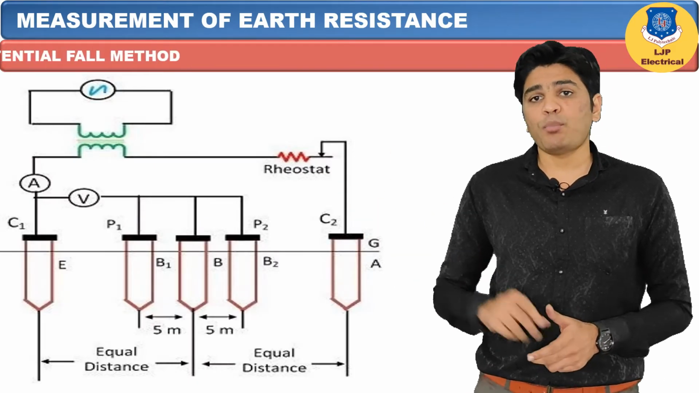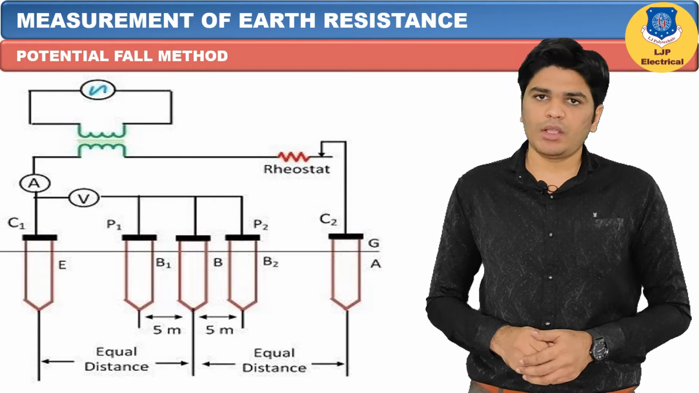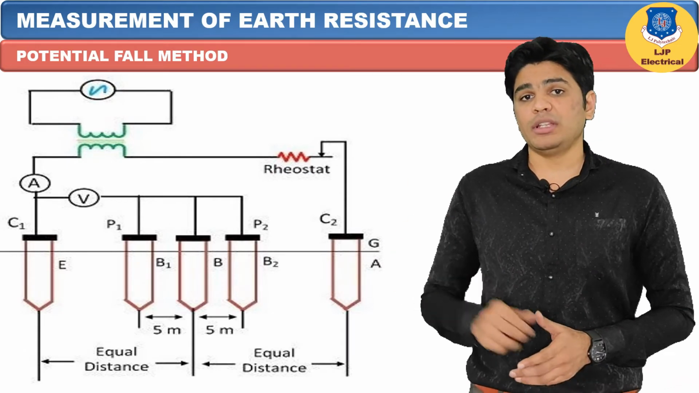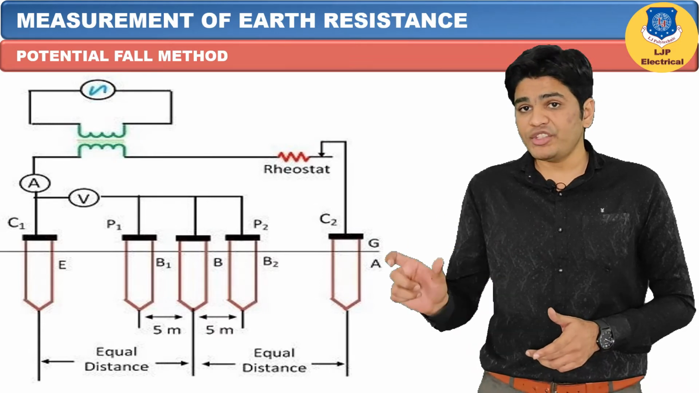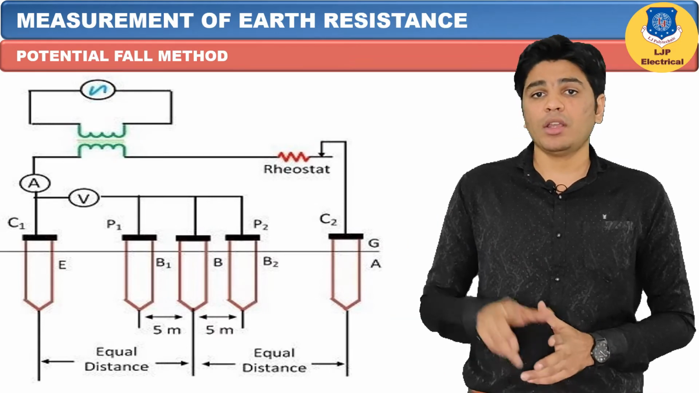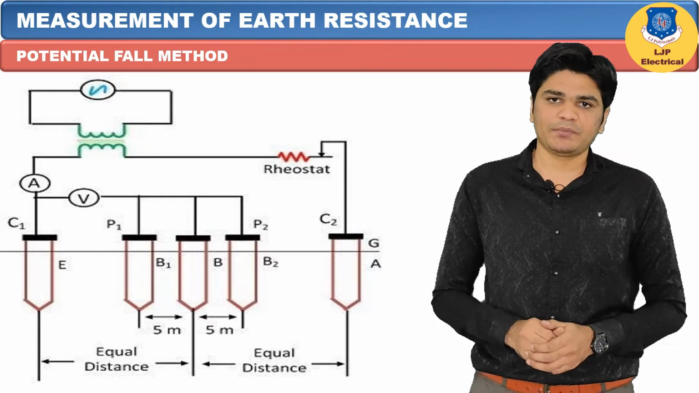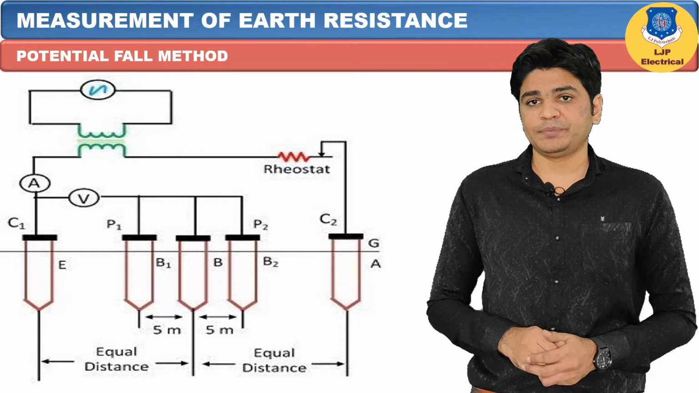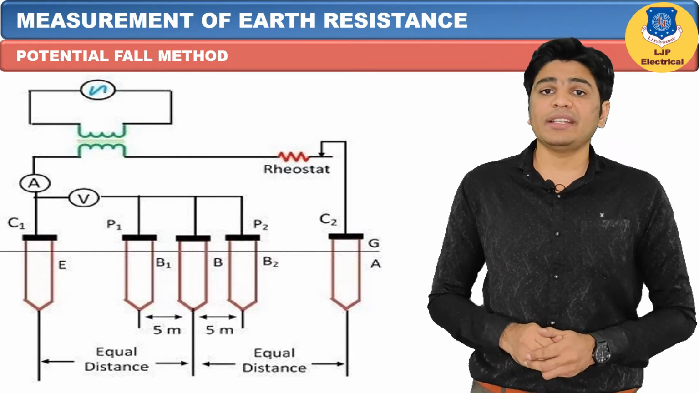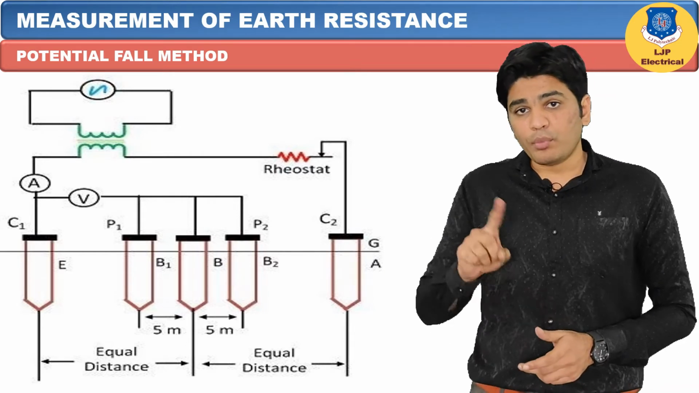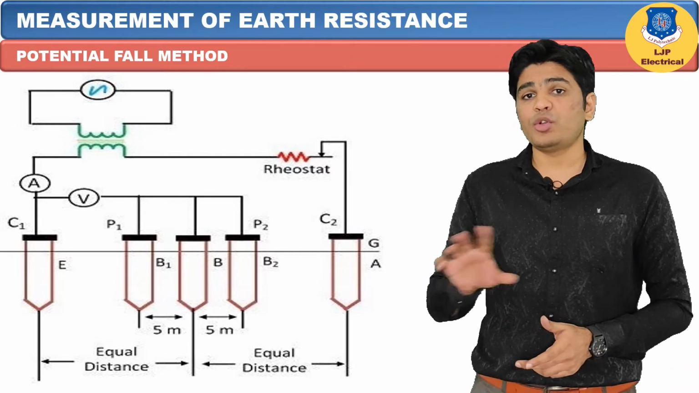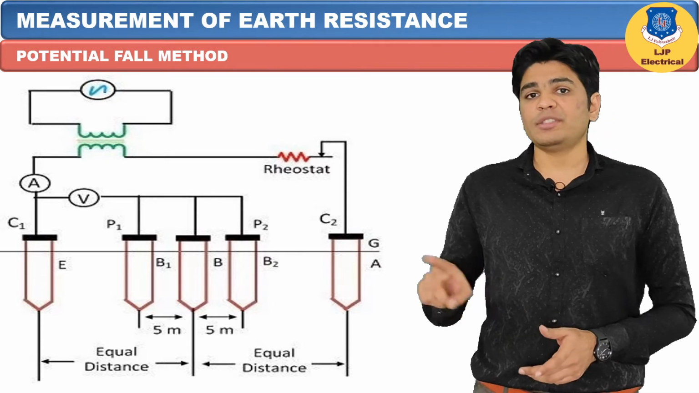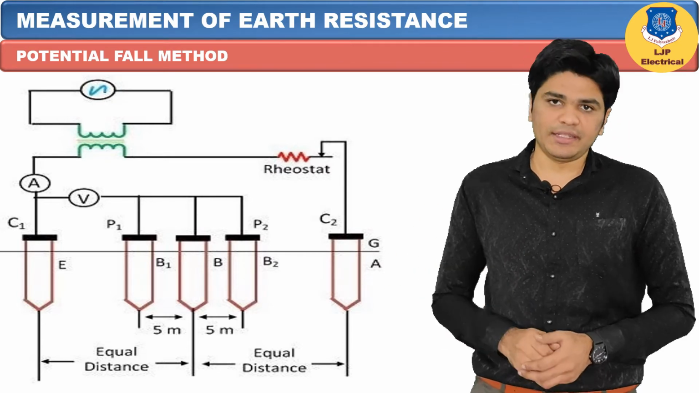Now we will see the potential fall method. The resistance area of the earth electrode is the area of the soil around it in which a voltage gradient exists, and it is measured with a commercial instrument. As per this diagram, E is the earth electrode under test and A is an auxiliary earth electrode, positioned so that the two resistance areas do not overlap. B is the second auxiliary electrode which is placed between E and A.